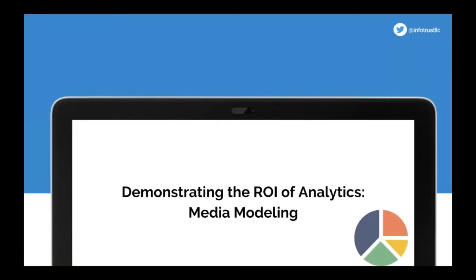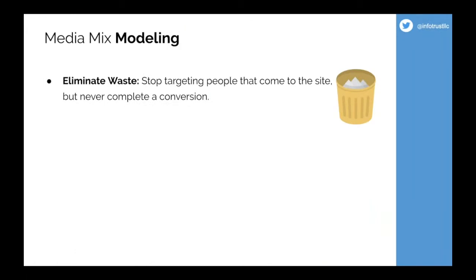The next section here is on media modeling. So we talked about this a little bit, but eliminating waste is important. You're going to stop targeting these people that come to the site but are actually never going to complete a conversion. There's always a number of these people that, I don't know what it is, they don't have the money or they just can't will themselves to pull the trigger, but these are the people that you don't need to be marketing to. So we need to cut these people out to save you money to spend that better on some other person that has a higher probability of actually purchasing.